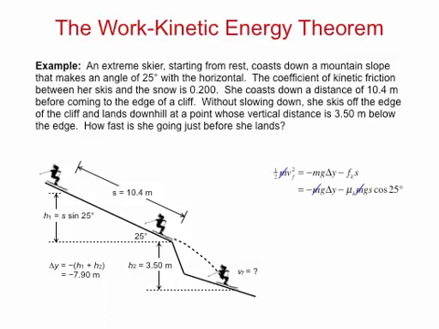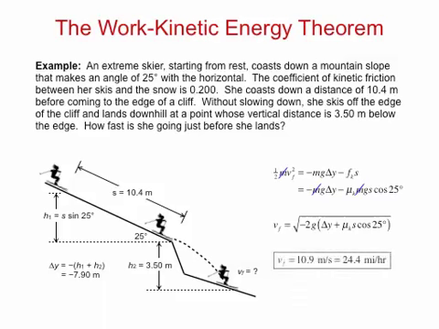Solving for v final, we find that v sub f equals the square root of negative 2g times the quantity delta y plus mu sub k S cosine of 25 degrees. Substituting in numbers and evaluating gives the skier's final speed, just before landing the jump, as 10.9 meters per second.